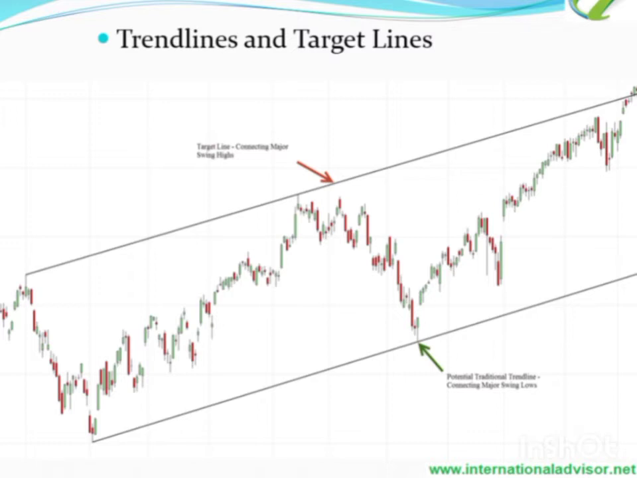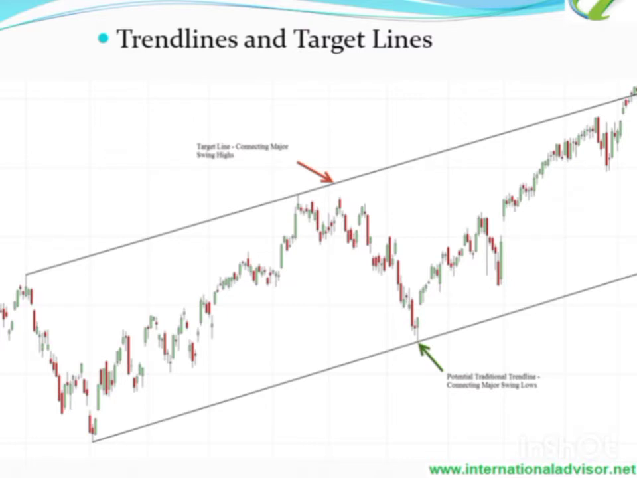Now this is an uptrend, and here we can see this is a trend line because the trend is upward. So this is the trend line showing the trend is upward. And on the other side, we simply draw a parallel line to this trend line, which is showing similar swing highs and continuation of the trend. So this is not the trend line, this is the target line.